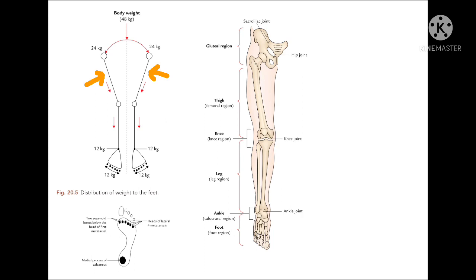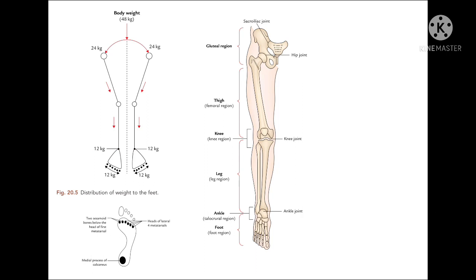In each limb, 12 kg goes to the medial process of calcaneus and 12 to the metatarsals. So of the 24 kg that is transferred to each lower limb, that is distributed into medial process of calcaneus 12 kg and point of contact of the metatarsals 12 kg.